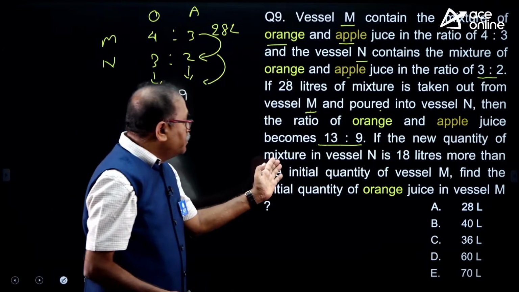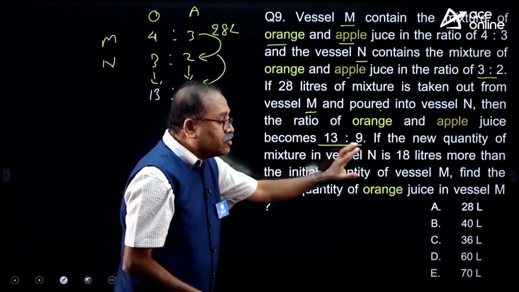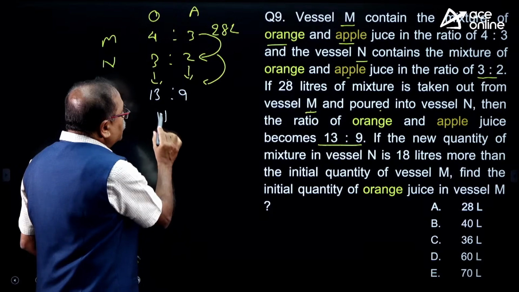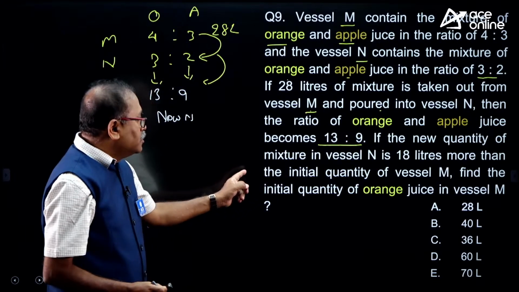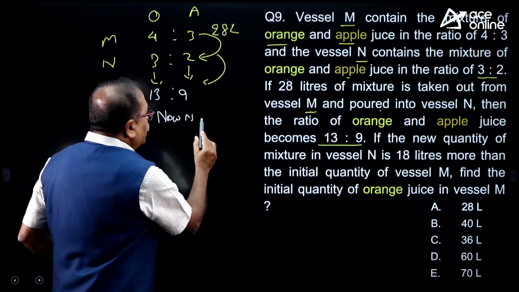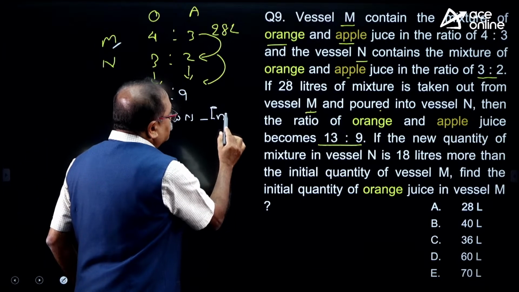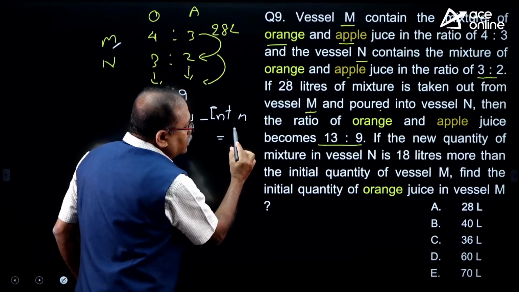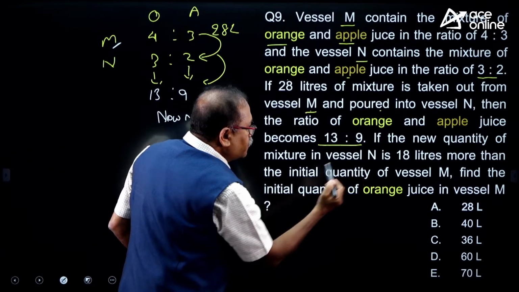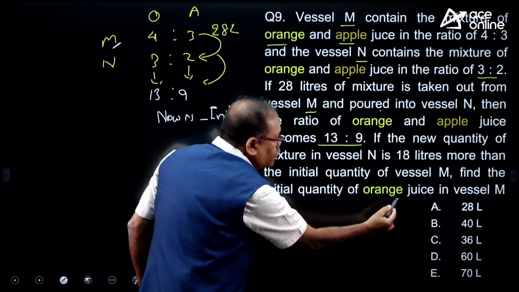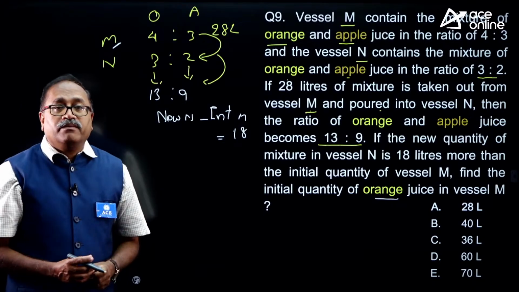If the new quantity of mixture in the vessel N is 18 liters more than the initial quantity of M, this new quantity of N is 18 liters more than the initial quantity of M. That is given to us as 18 liters, more than the quantity of vessel M. Find the initial quantity of orange juice in M.